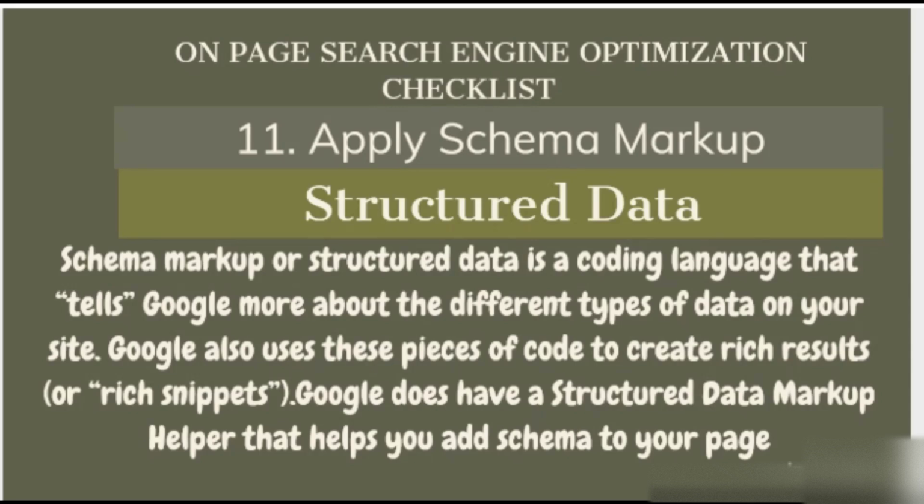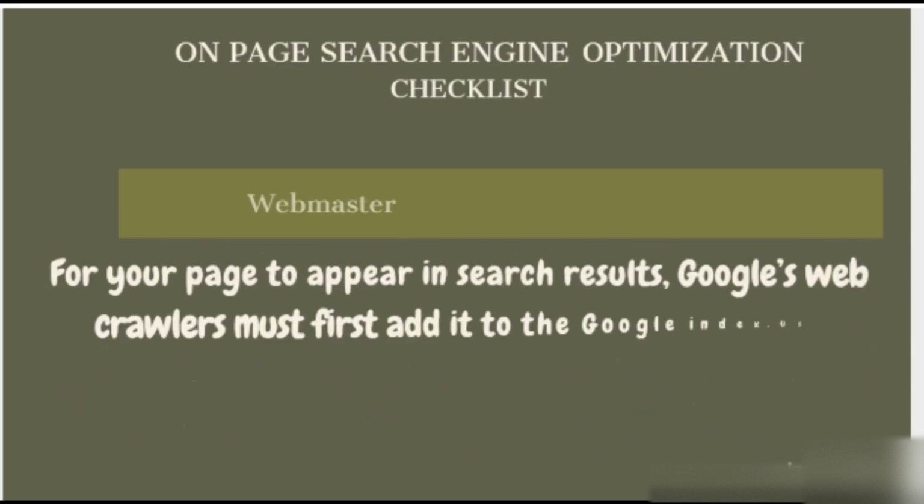Next is structured data or schema markup. Schema markup or structured data is a coding language that tells Google more about the different types of data on your site. Google also uses these pieces of code to create rich results or rich snippets. Google does have a structured data markup helper that helps you add schema to your page.